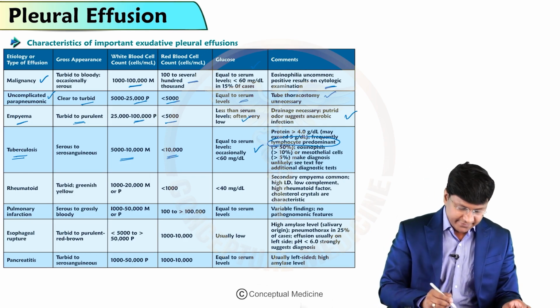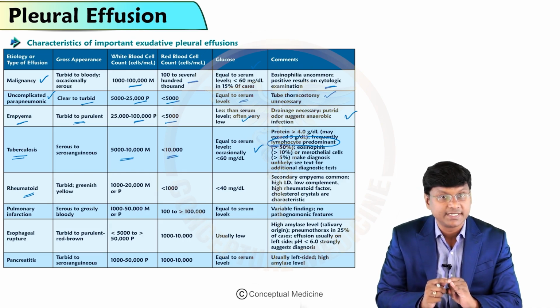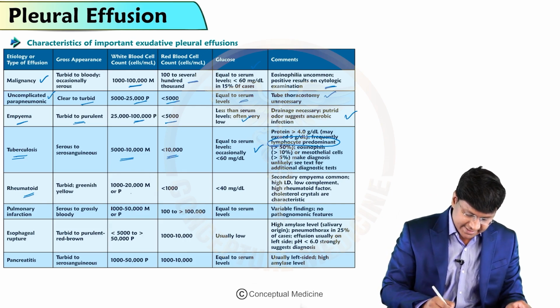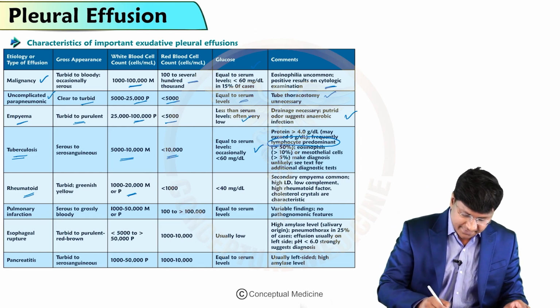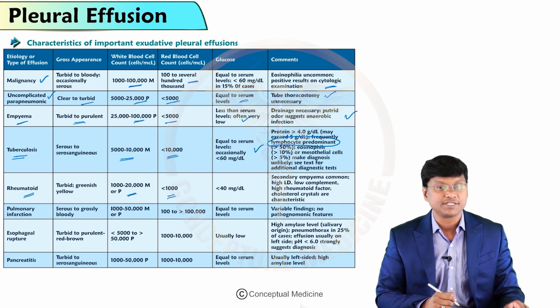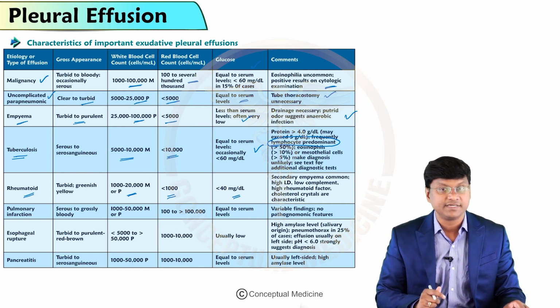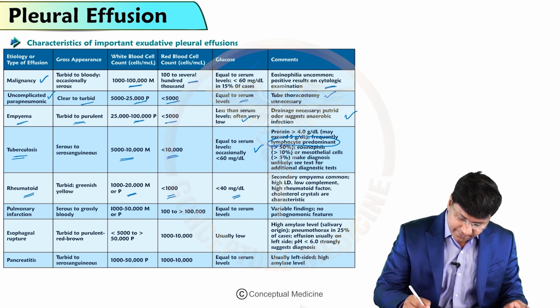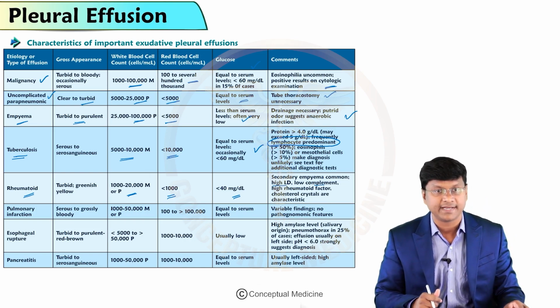And lymphocytic predominance is the characteristic feature that you will have in patients with tuberculous pleural effusion. Then followed by that, you take the rheumatoid effusion. Rheumatoid effusion is turbid or greenish yellow in appearance. And the number of white cells is nearly around 1,000 to 20,000 cells per microliter. And RBCs are less than 1,000 cells per microliter. And the pleural fluid glucose will be less than that of the serum glucose. The other important points are that there will be increased lactate dehydrogenase levels as well as low complement levels, and rheumatoid factor also will be positive in the pleural fluid analysis.